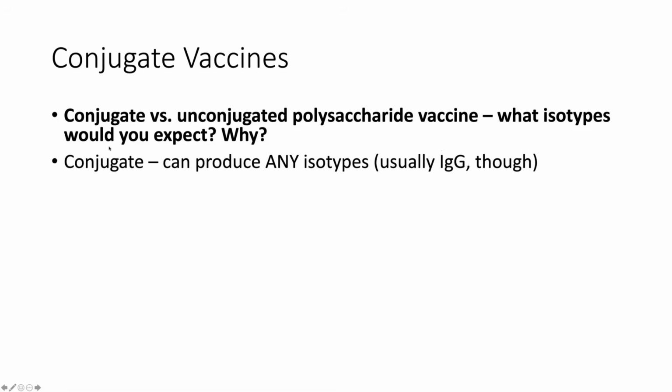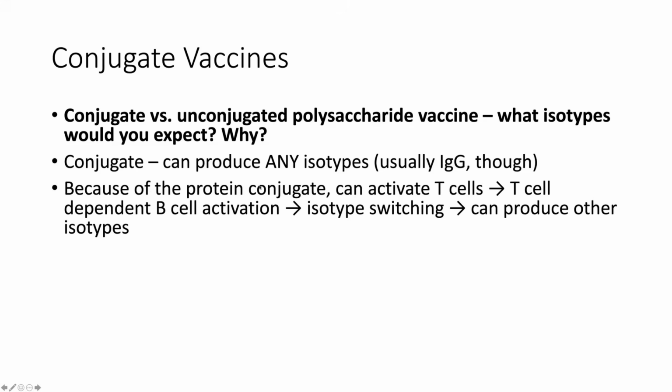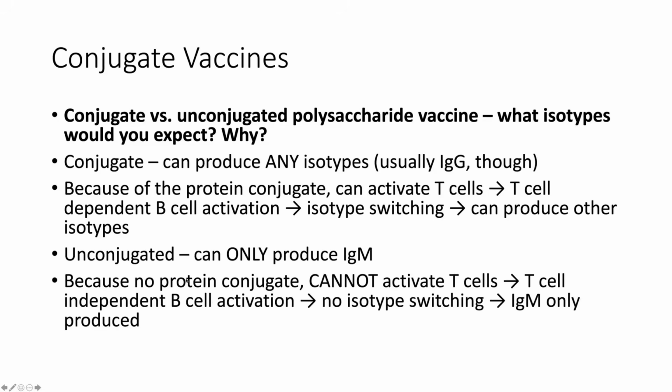Perfect. Yeah, exactly. So conjugate can make any isotypes. Usually it's IgG in this case, because you're injecting it into what eventually goes into their serum. And so an unconjugated polysaccharide vaccine, you can only produce IgM, and that's because you don't have the protein conjugate, so you can't activate T cells. If you can't activate T cells, you have no isotype switching, and you'll only make IgM. So Vi is asking, will we go over isotype switching, the order it happens? Not particularly, other than to say the first one that you make is IgM.